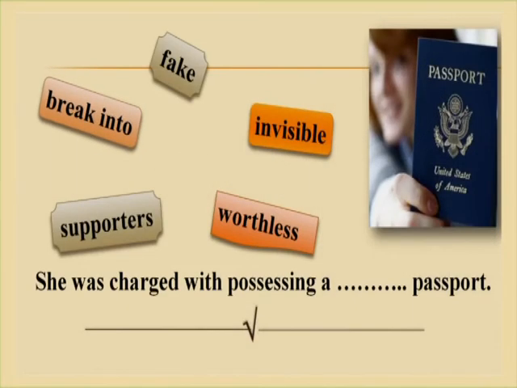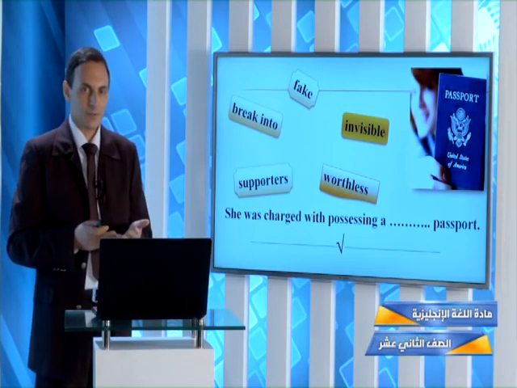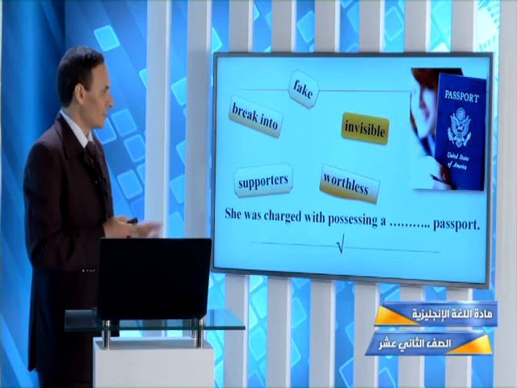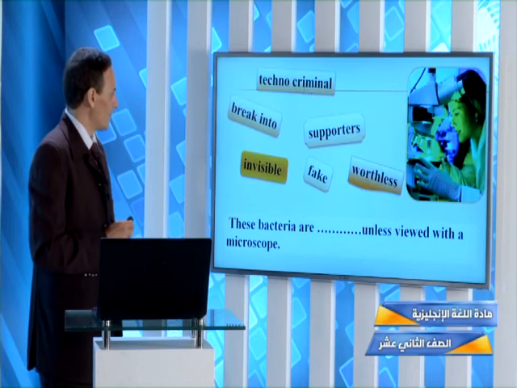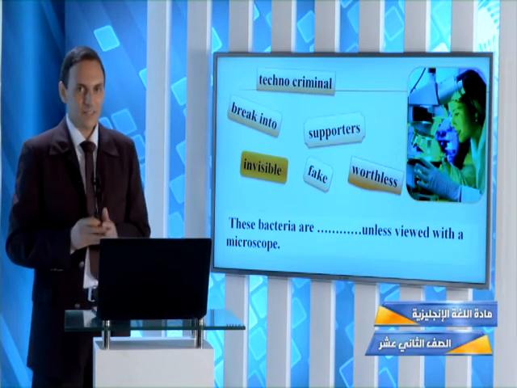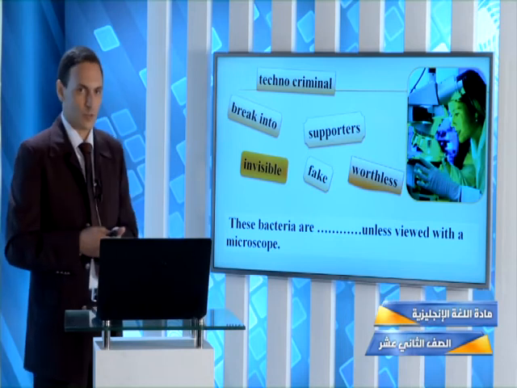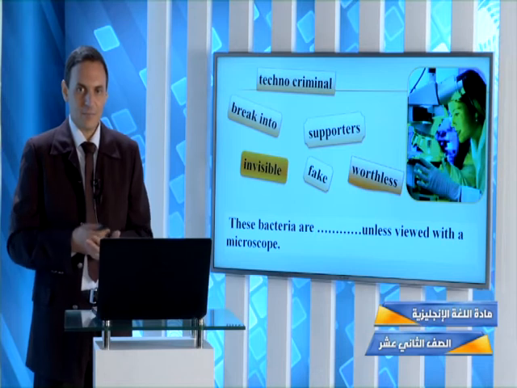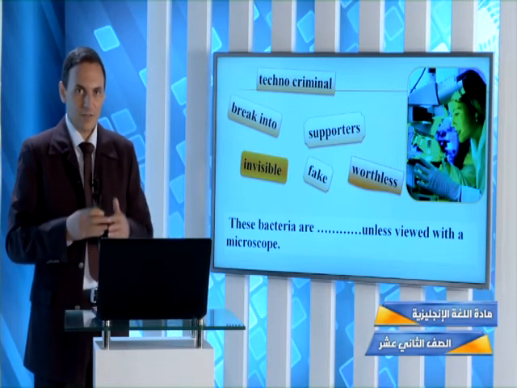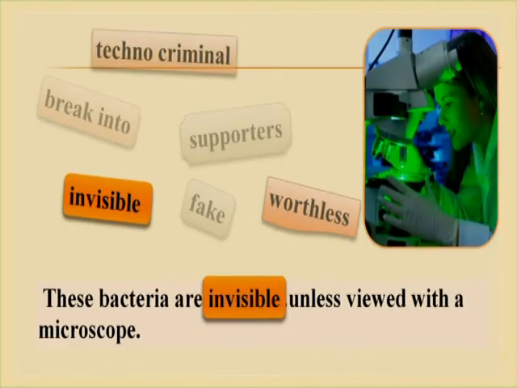Next sentence: she was charged with possessing a space passport, not a genuine passport. Okay? So it is a fake passport. Next sentence: these bacteria are space unless viewed with a microscope. So if we don't see bacteria by a microscope, they are invisible. They cannot be seen.